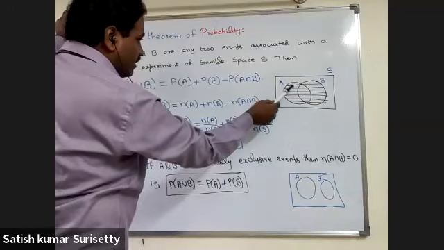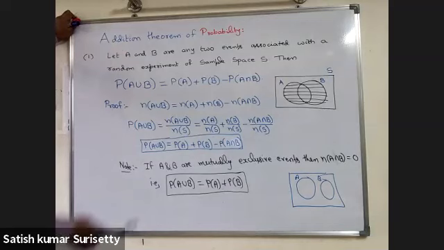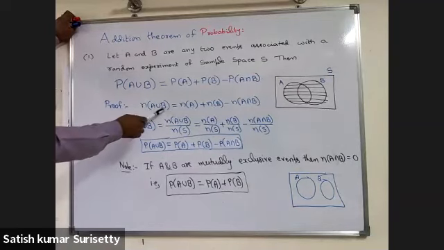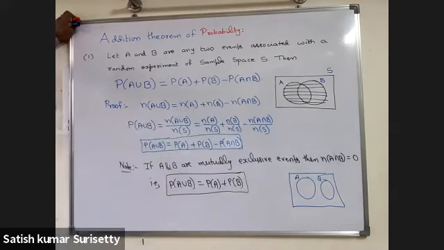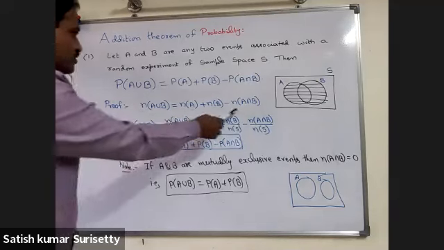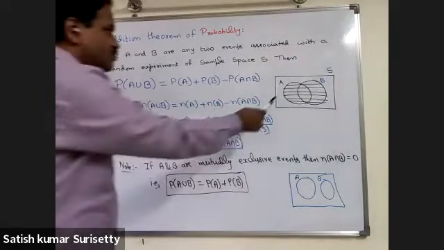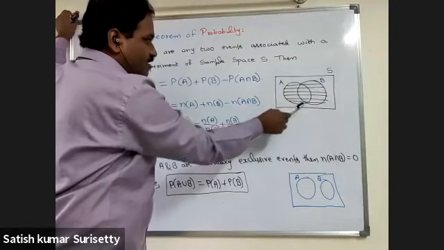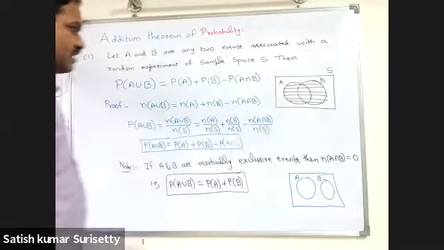So the region of A union B is this entire region. In set notation, you have a formula: n of A union B, that is, the number of elements of A union B, is written as n of A plus n of B minus n of A intersection B. You can even observe this directly from the Venn diagram. The entire union will be n of A plus n of B, but because you are adding this part two times, you have to subtract it one time.